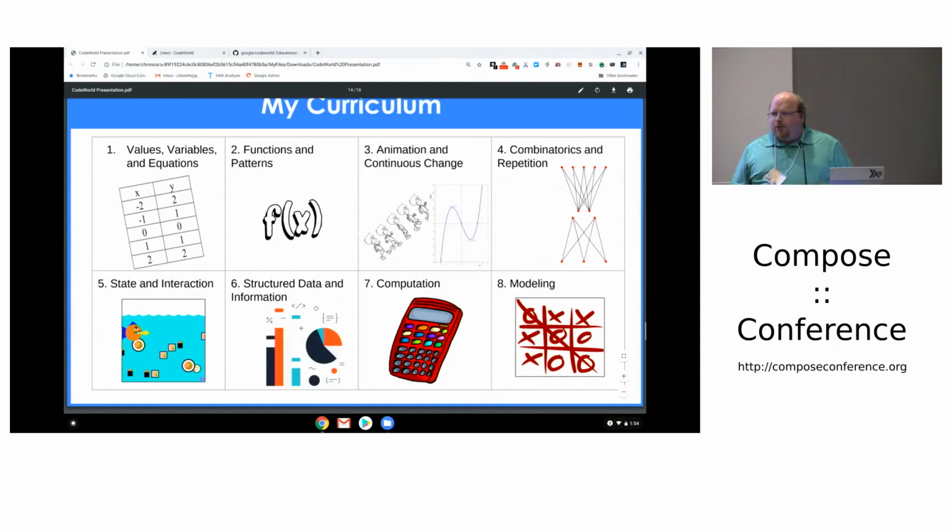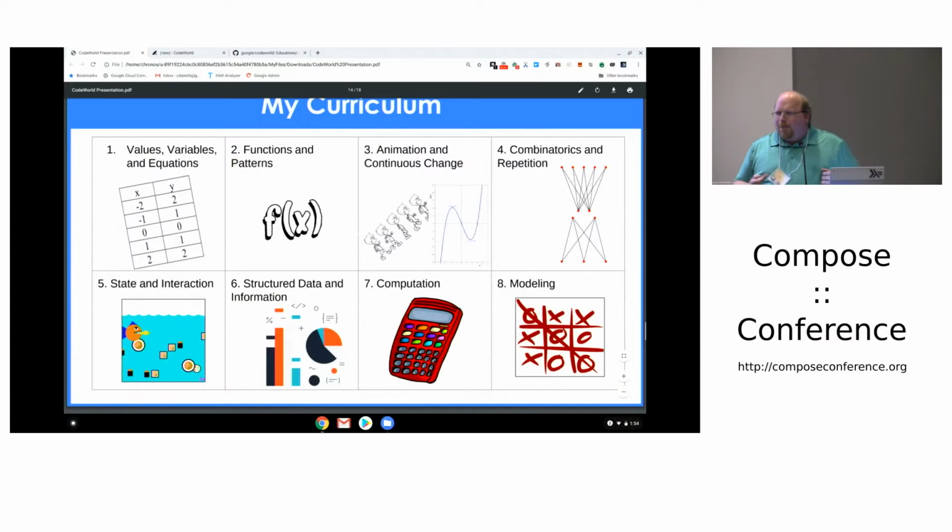Actually, is the language tool we're using for this. But we're talking about how, if there are 3 possibilities for X and 4 possibilities for Y, how many shapes are we going to get? Where are they going to show up on the screen? How do you understand that stuff? And then we get into state. And then we get into structured data.